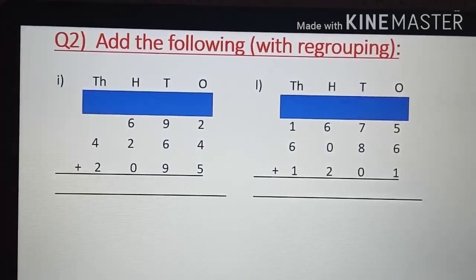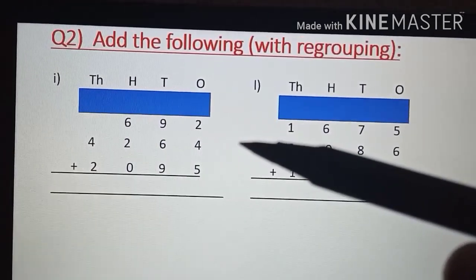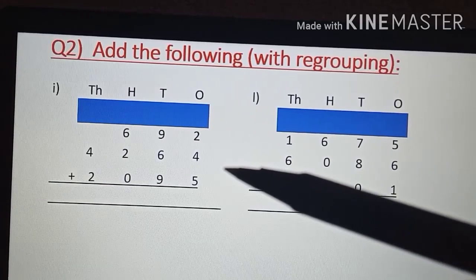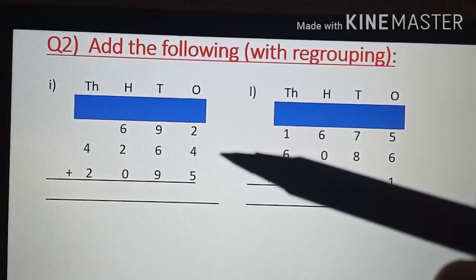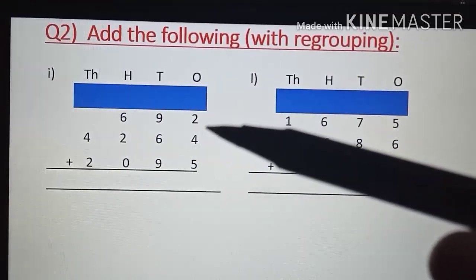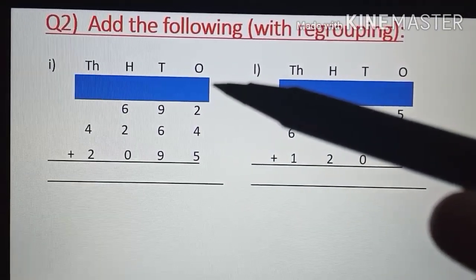Now again 2 questions more I will take. Question number I and question number L. You see here there are 3 addends, children. The first addend is 692. Second addend is 4264. Third addend is 2095. So here you have to add these 3 addends.